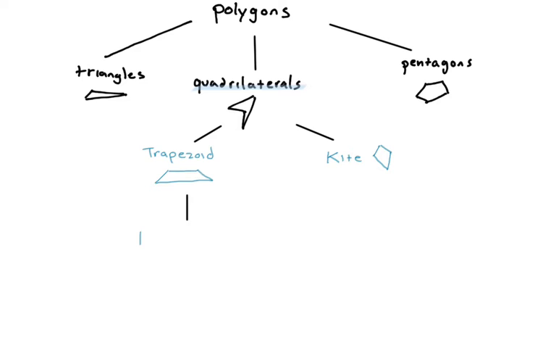Let's go further down to trapezoids. We could break that down into parallelograms here. That is a type of trapezoid because not only does it have one pair of parallel lines, it actually has two sets of parallel lines, and that's by definition a parallelogram. And we could keep going down where we could say that a rectangle is also a parallelogram. It has those two sets of parallel lines, but additionally, it has the extra condition that all interior angles are 90 degrees.